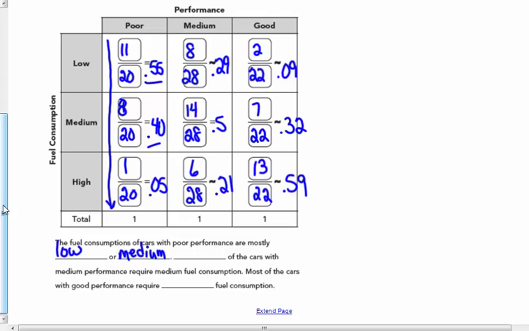Some blank, now that's got a period there, so now starting a new thought here. Of the cars with medium performance, the fuel consumption is medium. So medium performance and medium fuel consumption, that would be half or 50%. I'm going to use half here because you don't want to start a sentence with a number. So half of the cars with medium performance require medium fuel consumption. Most of the cars with good performance, this would be the most, because it's higher than 9 hundredths and 32 hundredths, would require high fuel consumption.